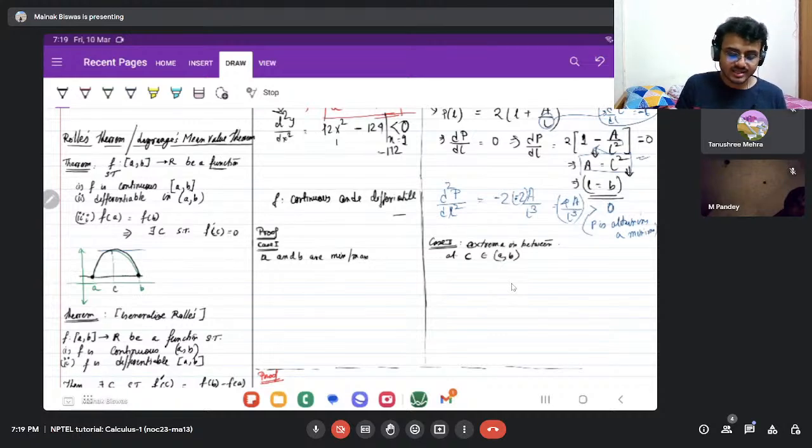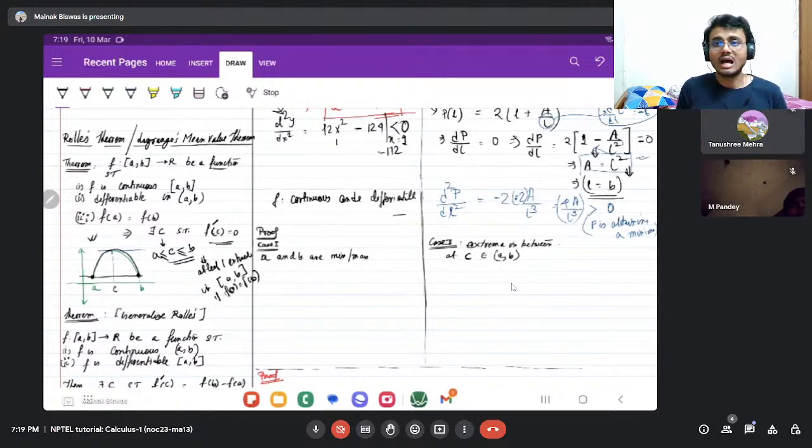Then there exists a C such that C is between A and B such that f dash C is 0. In other words, there must be at least one extrema in (A, B) if f(A) equals f(B). Agreed? It is clear from this curve, right?